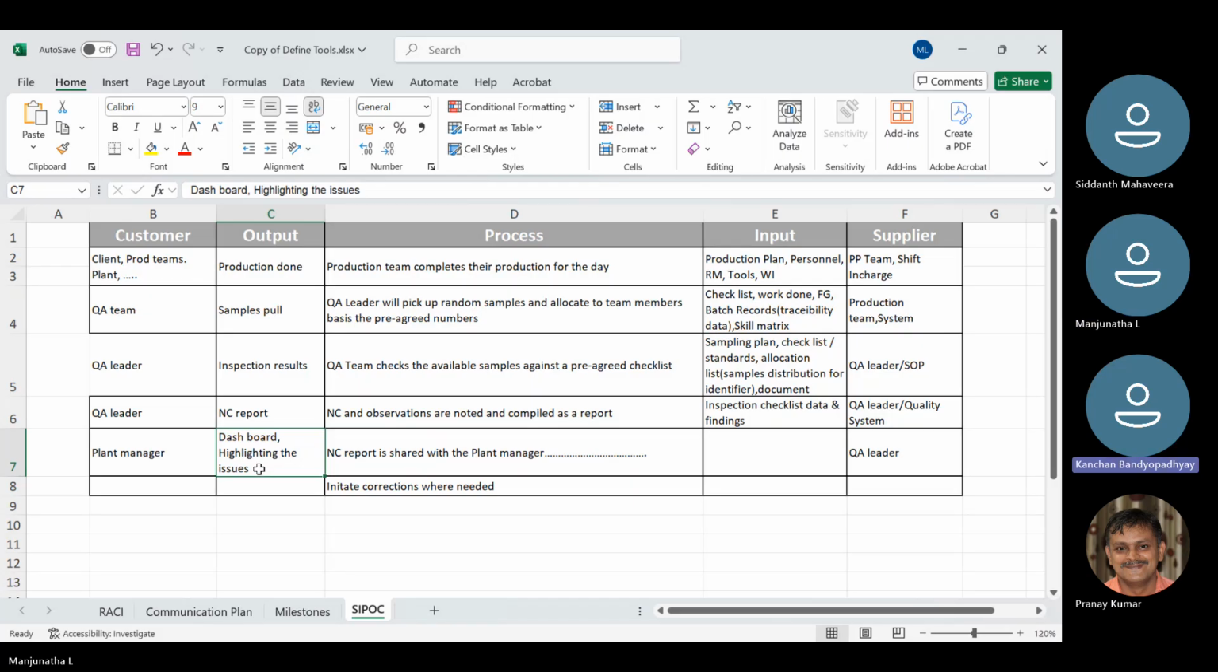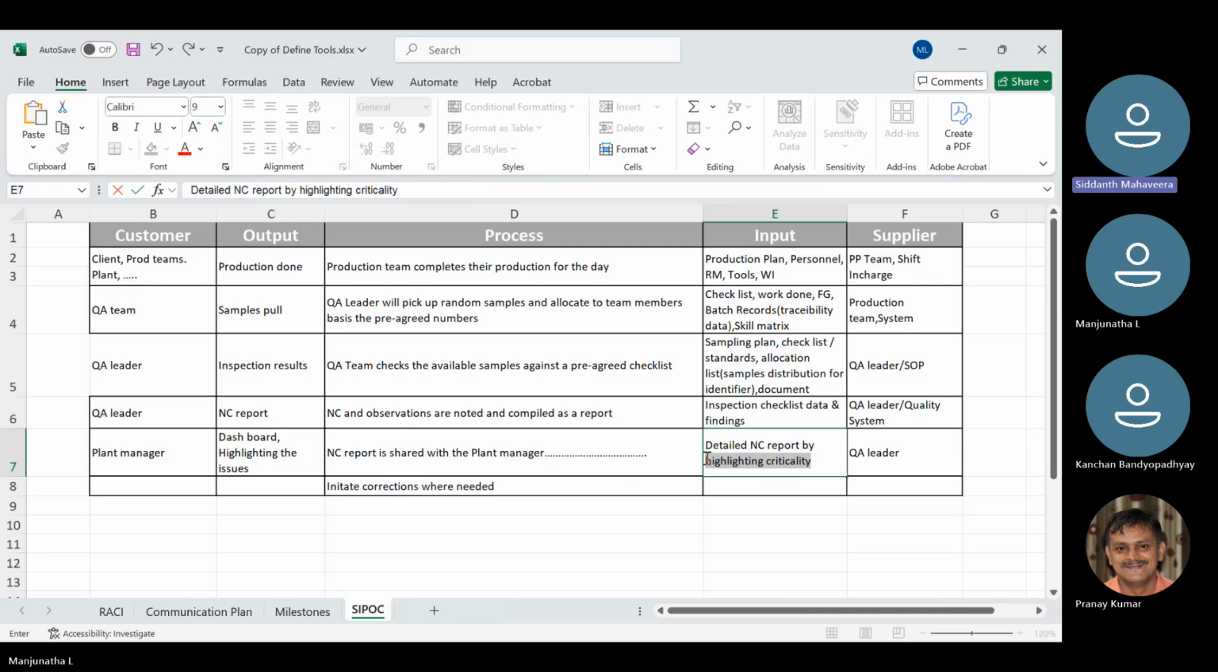Now what is the input? The input would be my completed NC report, providing a detailed NC problem statement to help the plant manager understand the problem. Whatever is on red, you will highlight to the plant manager. I'm not from the plant background, so I'm just guessing. Most probably the red criticality portion I will highlight. No, input would be my detailed report. Highlighting would be my output, and that will be done in the dashboard itself. So input would be my detailed NC report.